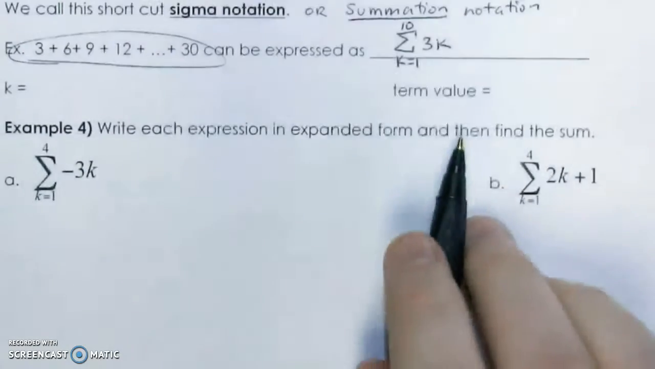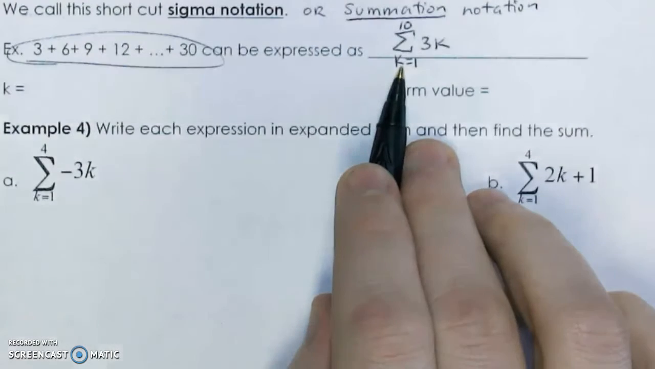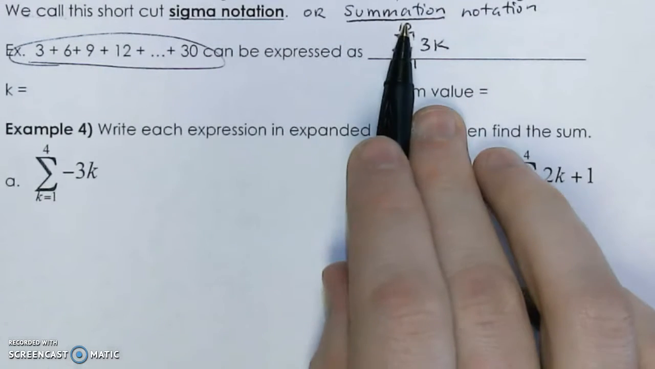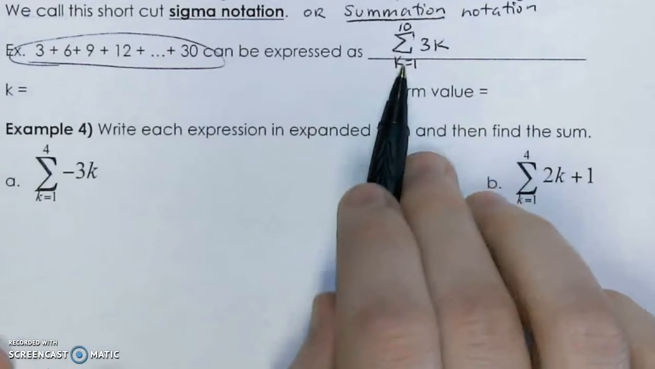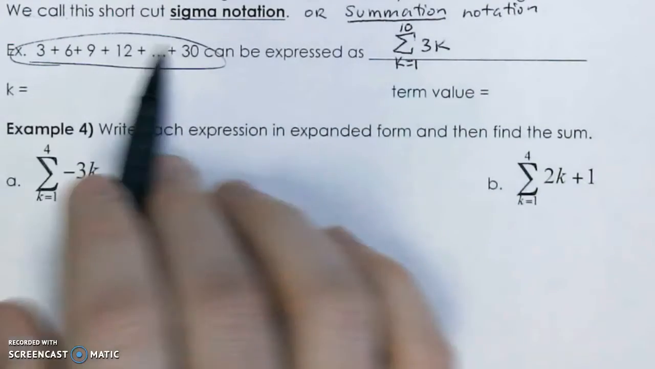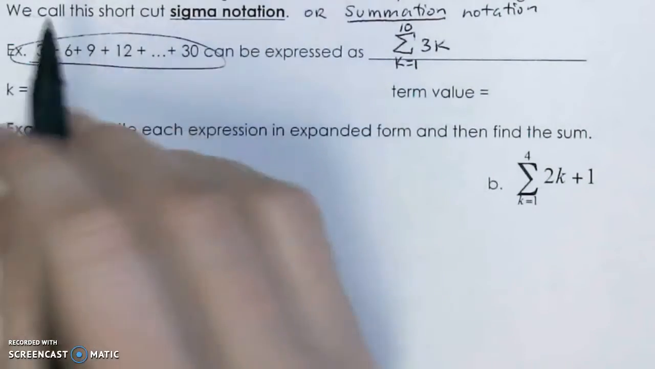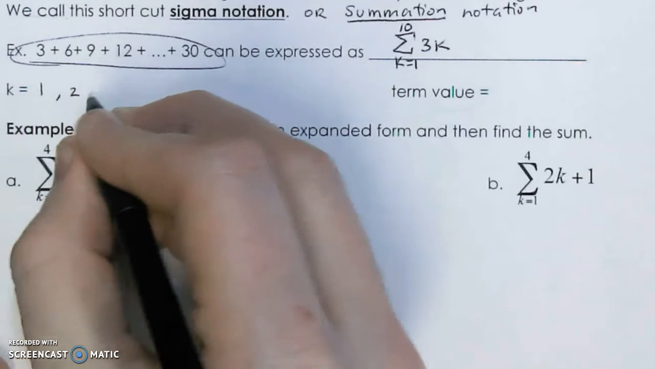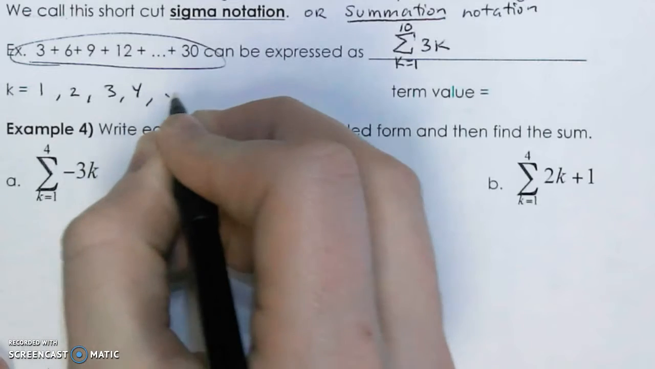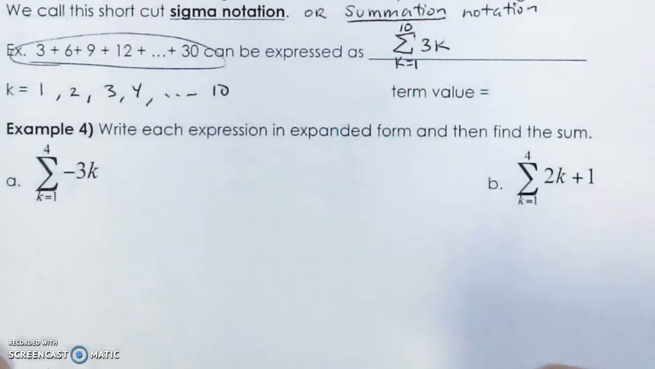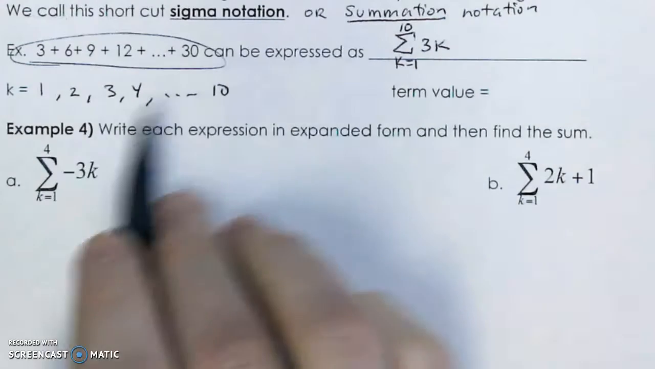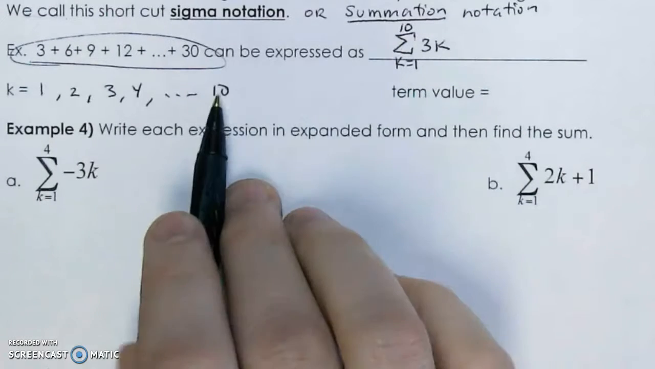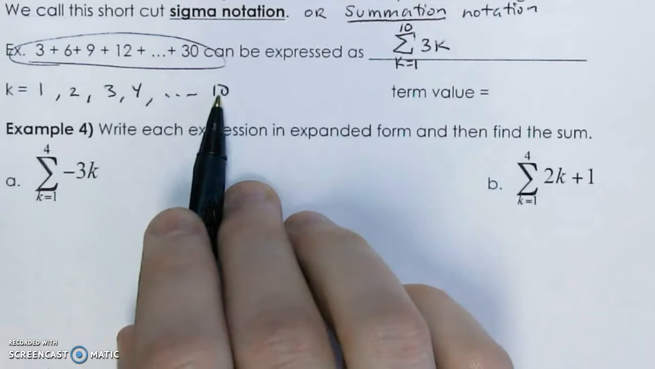So the bottom tells you where to start, and the top tells you where to stop, and it's referring to k values. So here my k values are the term that we're on, and we see that we're going from 1, 2, 3, 4, all the way to term 10. And then the top number, again, we're stopping at 10, so that's why there's a 10 on top.